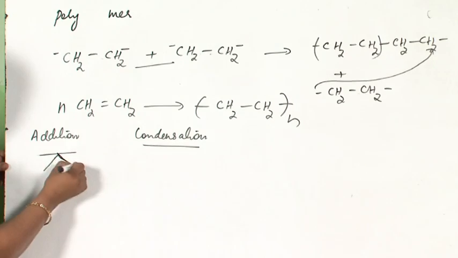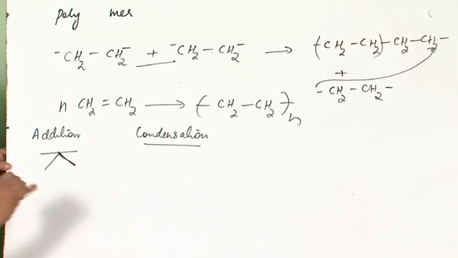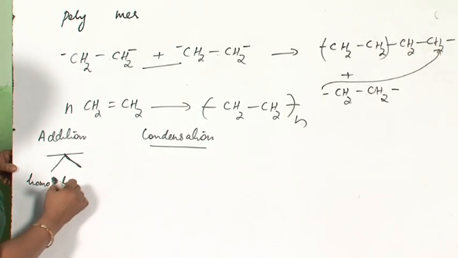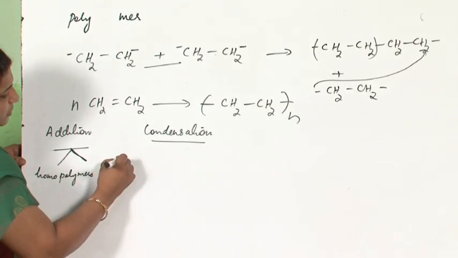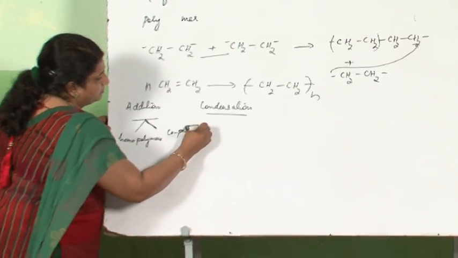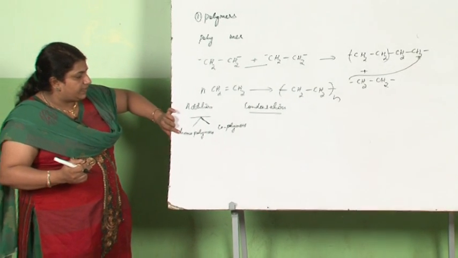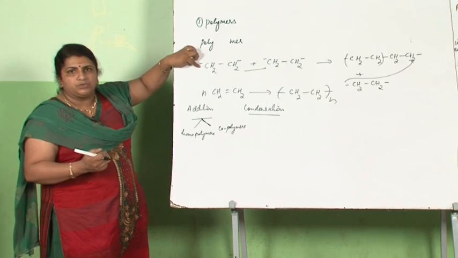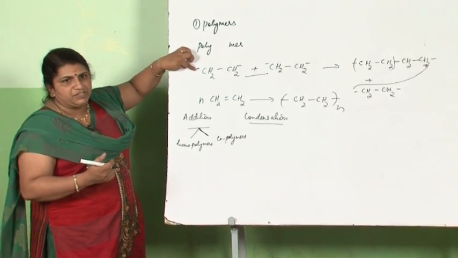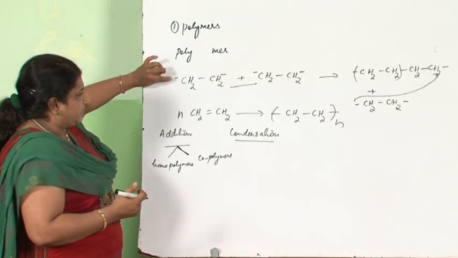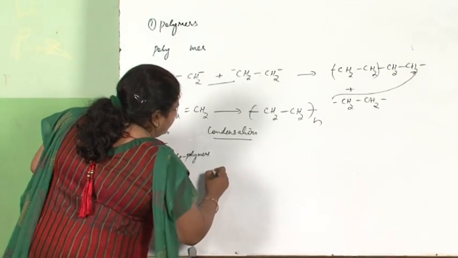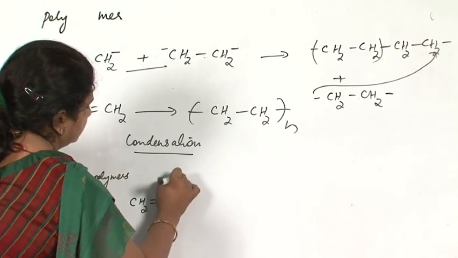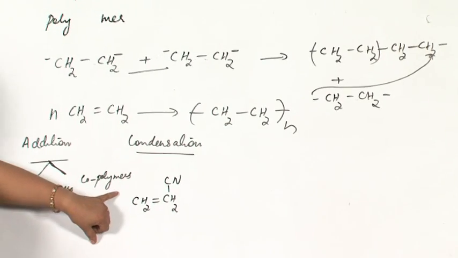In addition polymerization, there are 2 categories. The first category is homopolymers and the second one is copolymers. In homopolymer, as the term indicates, only one type of monomer species is included. One more example I can write, other than polythene, you know vinyl cyanide. It is also called acrylonitrile.